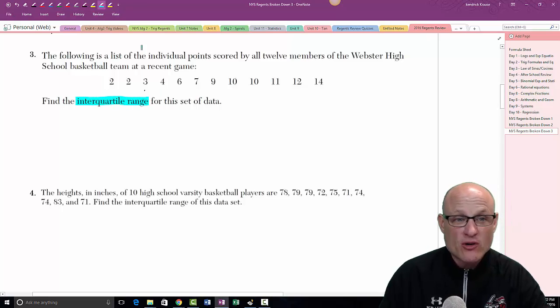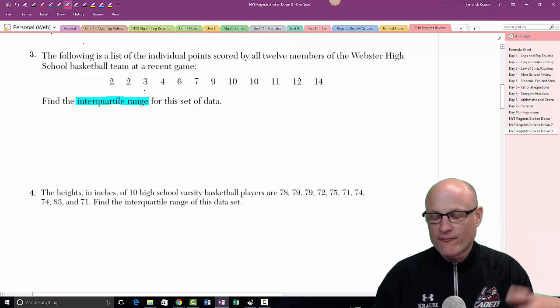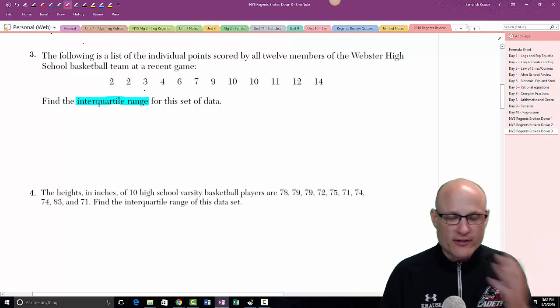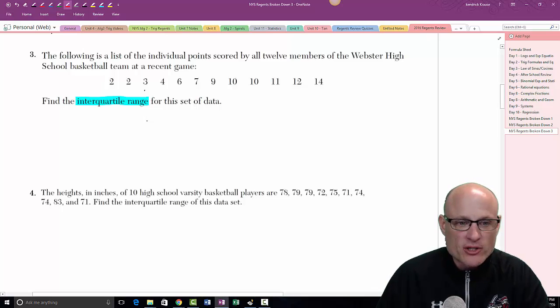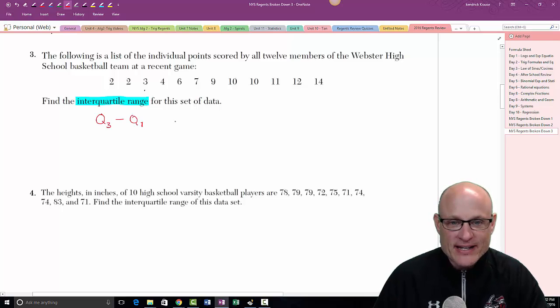Now, in order to get full credit, this is a 2-point question. You can't just write down the answer, 5, 12, 32, whatever it is. You have to show a little work. And in this case, the work will be first telling us what the formula is. Q3 minus Q1. That's interquartile range. Then you got to find them.